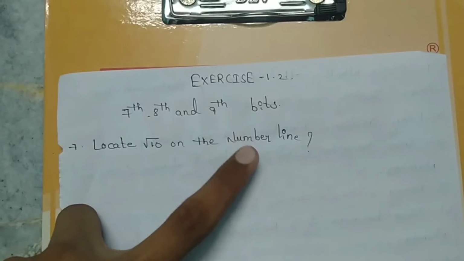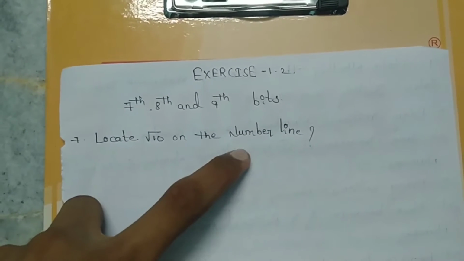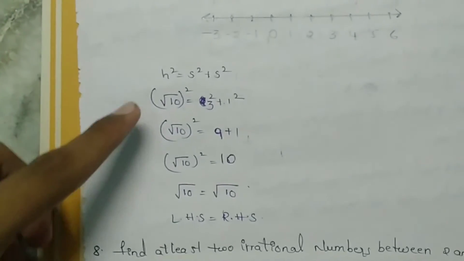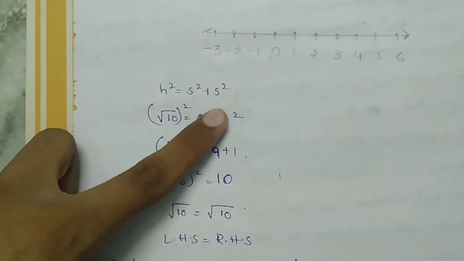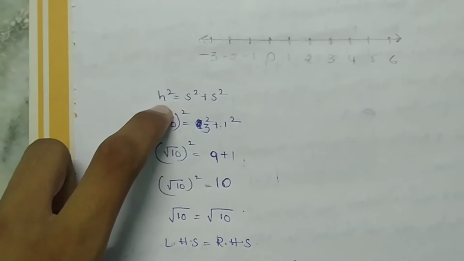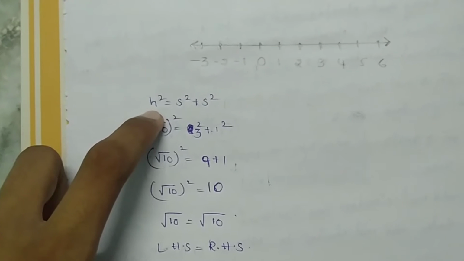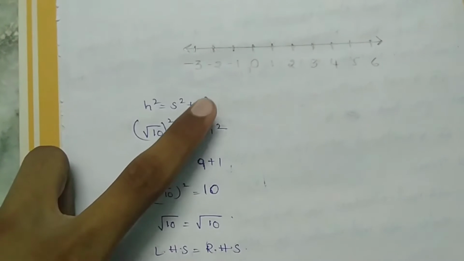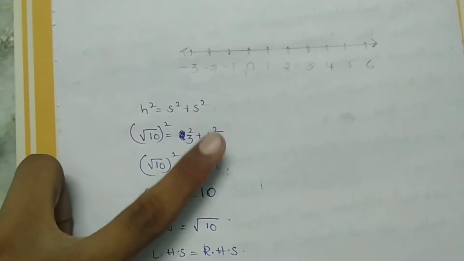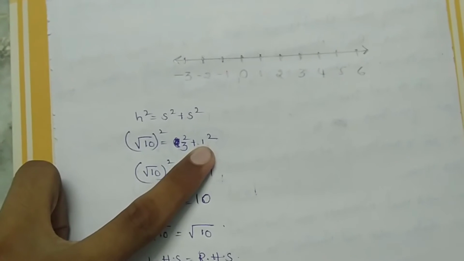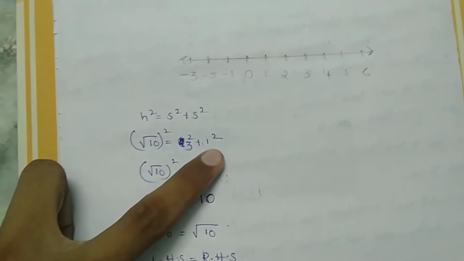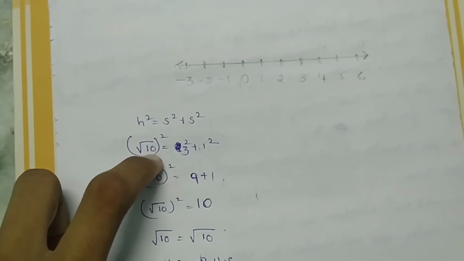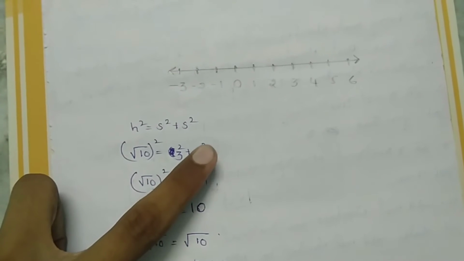Before locating root 10 on the number line, let us go to the statements of the 7th solution. See here, hypotenuse square is equal to side square plus side square. Here, what to locate? Root 10 is given, and root 10 is the hypotenuse. I already told you that one side must be only 1 centimeter, so we have to keep one square.